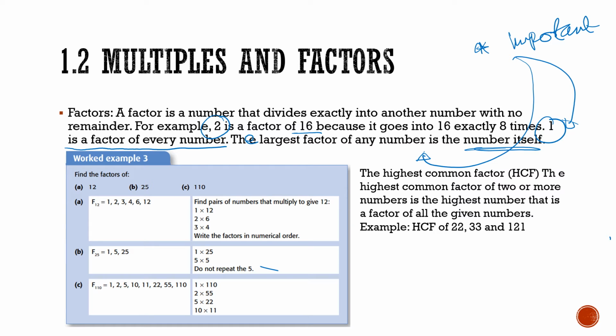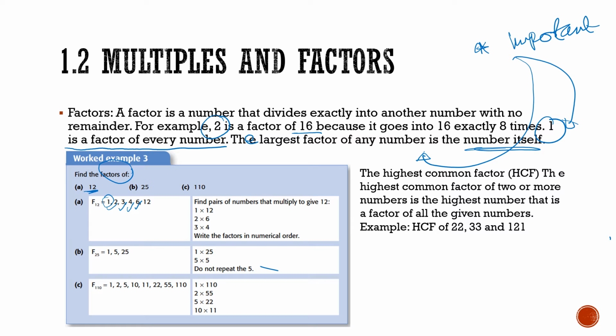So let's look at an example. Find the factors of 12. So we have 1 and 12. Is 2 a factor? Yes, 2 is a factor. Is 3 a factor of 12? You get a whole number, 4. So 3 and 4 are both factors. 6 is also a factor because it's divisible. When you divide 12 by 6, you get 2.